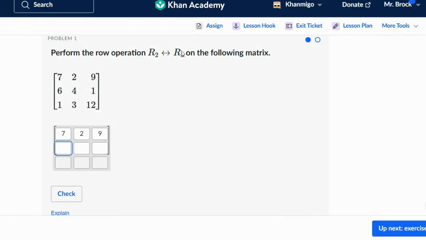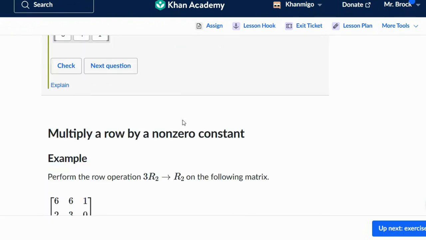Right, we're going to take that third row and make it the second row. So now the 1, 3, and 12 are going to move there. So our third row is going to be what? Yeah, it's going to be the 6, 4, 1 that was here. So we check that. Absolutely. Switching 2 rows, very simple. Just do exactly what it says. Look at the 2 rows and just trade places.